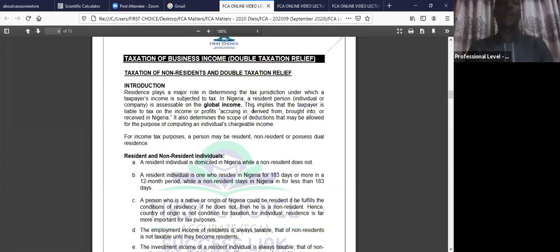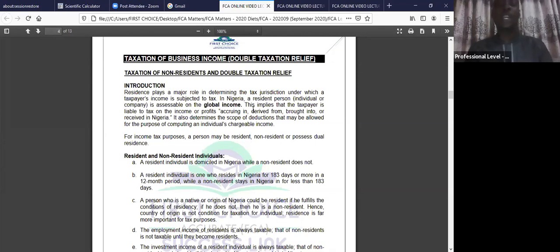Today we'll be talking about taxation of business income. We'll be looking at double taxation relief. Now, when we say double taxation relief, we're talking about businesses or individuals that are Nigerian residents but are earning foreign income.